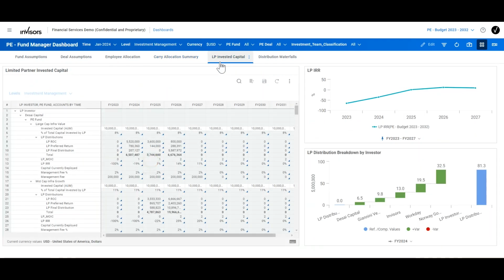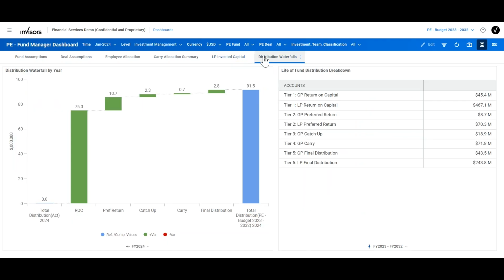And then finally, we can see our distribution waterfall for our LPs as well. We can see by each LP what their return on capital looks like, their preferred return, their final distribution, and we can see this in an overall distribution waterfall format as well.